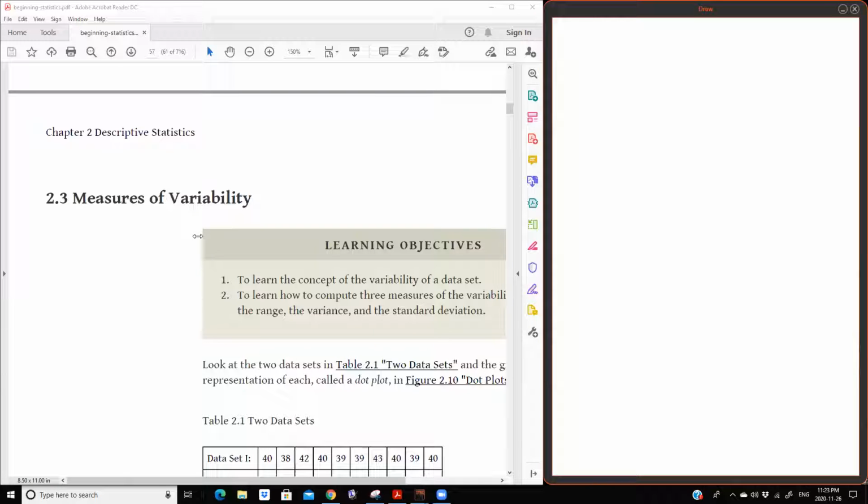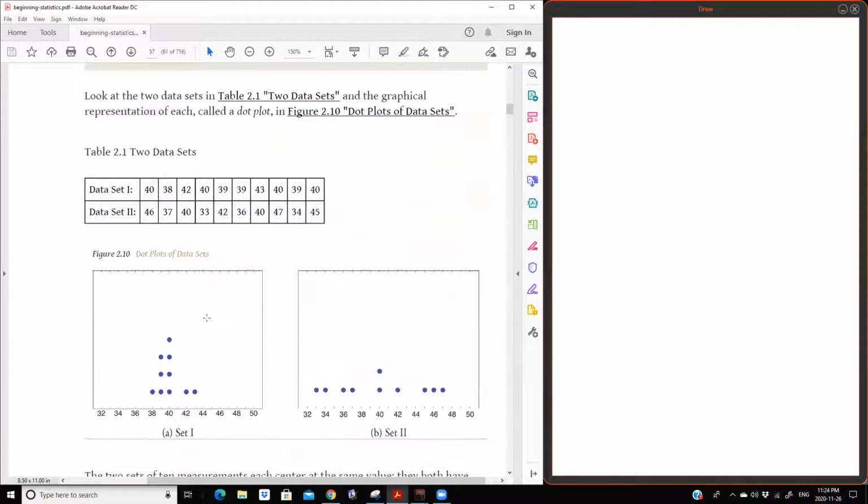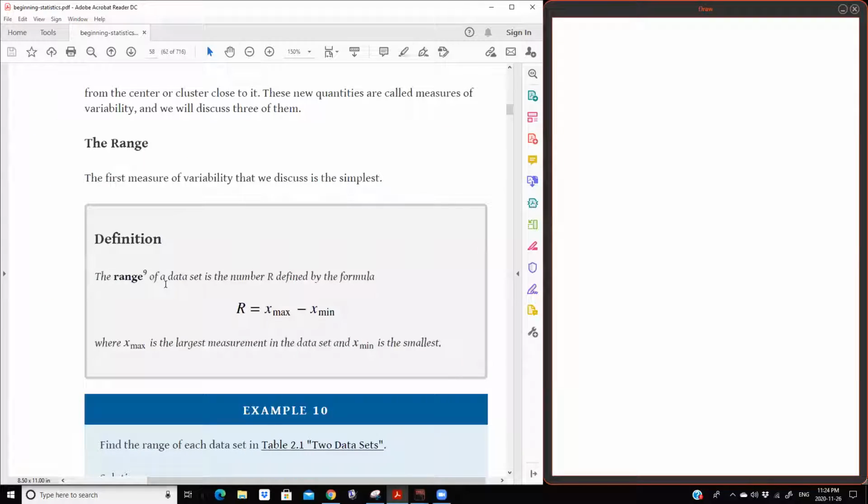Okay, let me talk about the interquartile range first. Or maybe just go in the order of the book. Let's see what the book presents first. Here you have dot plots. Yeah, the first one is the easiest one, the range.